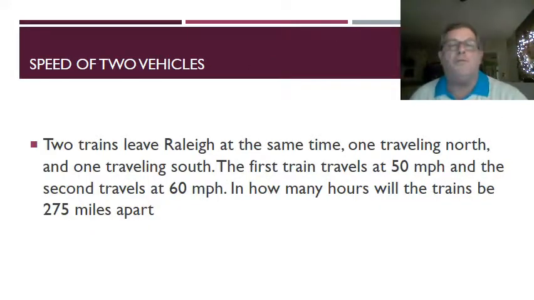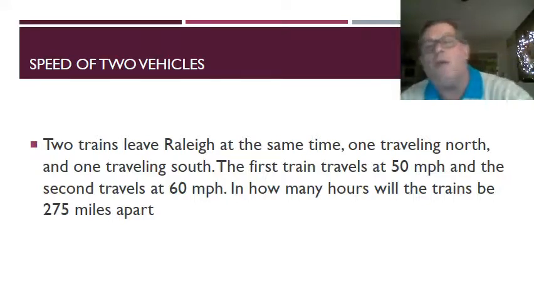And of course, I want to give you one to solve for yourself. And so here's the problem. Two trains are leaving Raleigh at the same time. One traveled north and one traveled south. First train is traveling north at 50 miles per hour, and the second train is traveling south at 60 miles per hour.